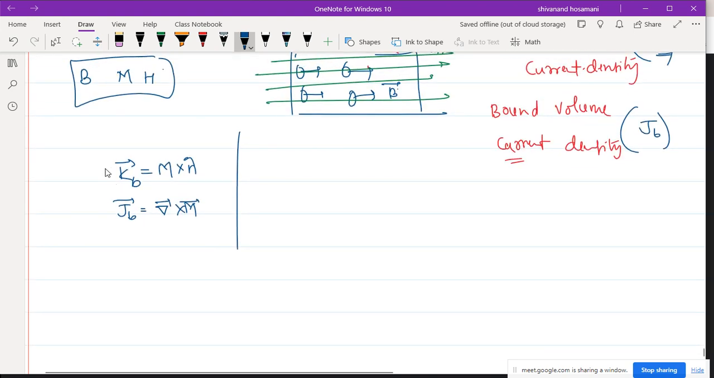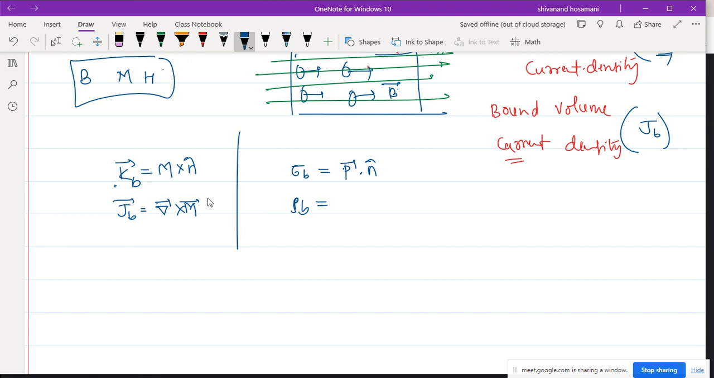Polarization. What is parallel to this? Sigma bound, the bound charge density, that is J_b, and rho_b, the volume charge density. So how do we define it? It is defined as P vector dot n cap, isn't it? And the other one is del dot P.